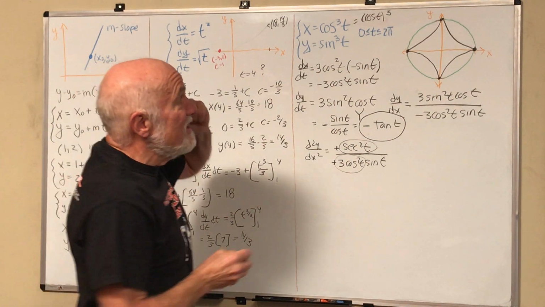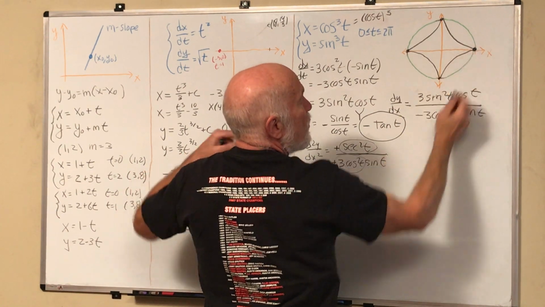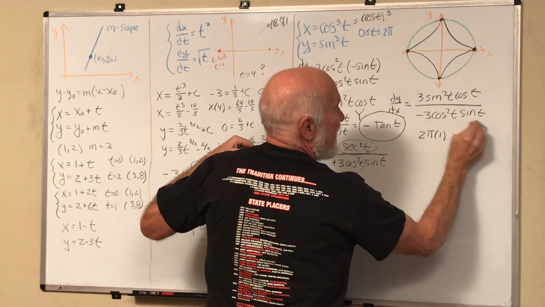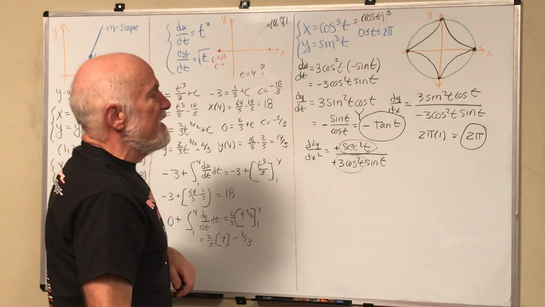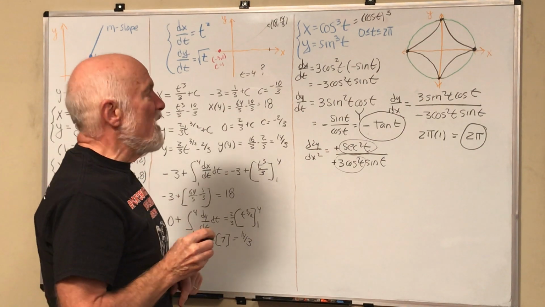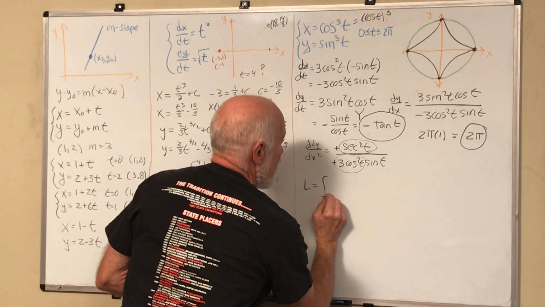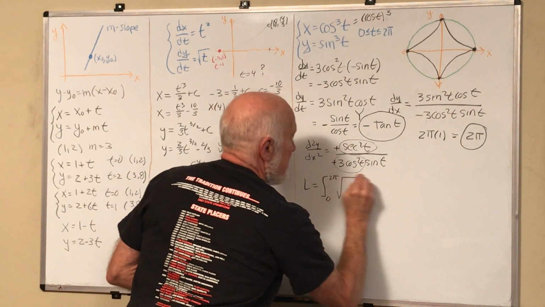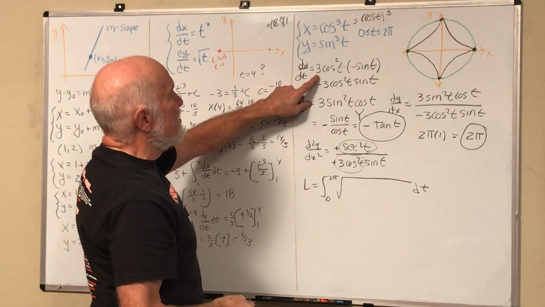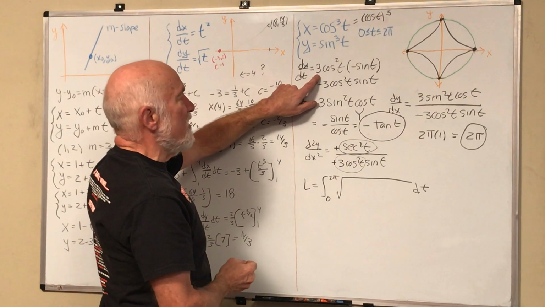Well, I think we can find the distance on the circle. The radius is 1, so the circumference would be 2 pi r. So that's the distance it would be if you were going on the circle. To find it on the asteroid, we don't have a geometric formula. So we have to use the length is the integral from 0 to 2 pi of the speed times the time. Well, the speed is the square root of dx dt squared plus dy dt squared.